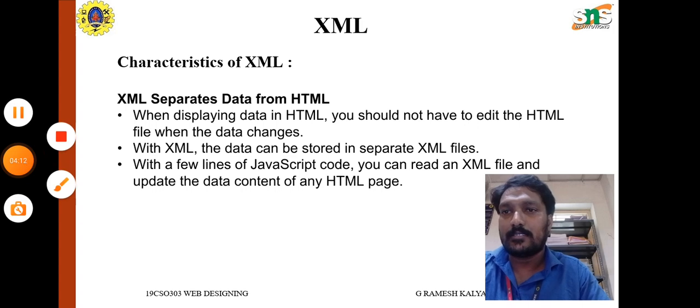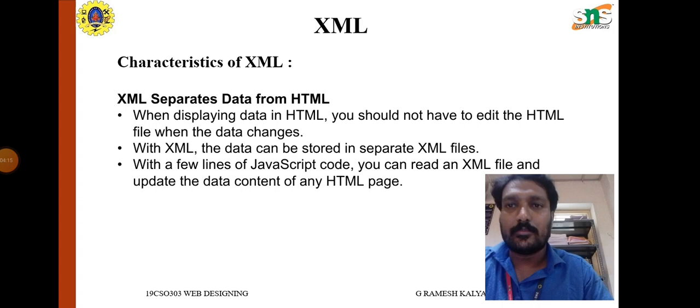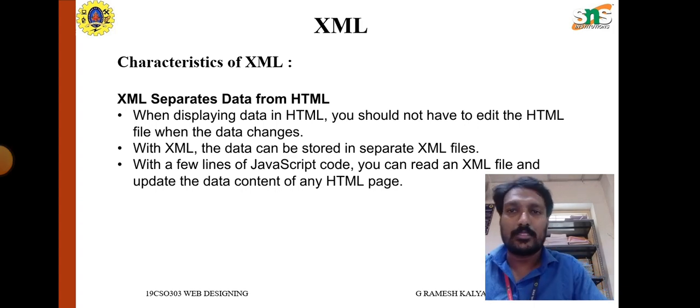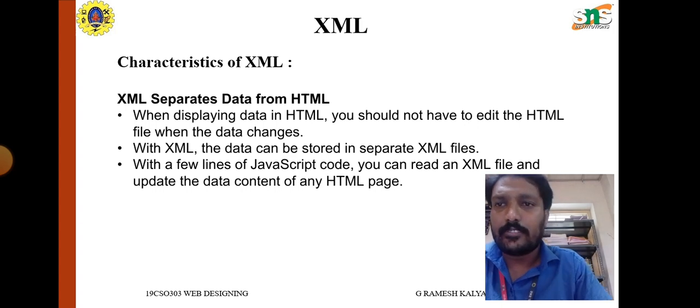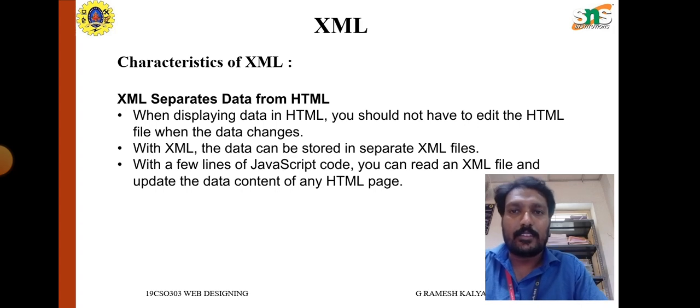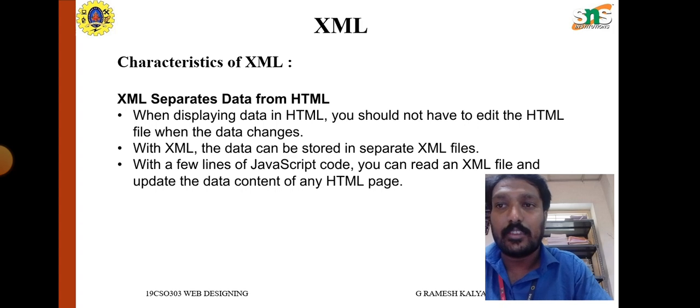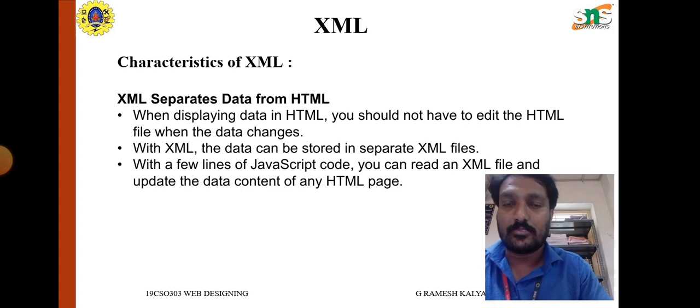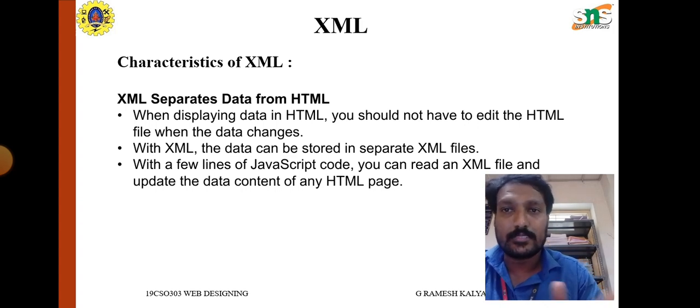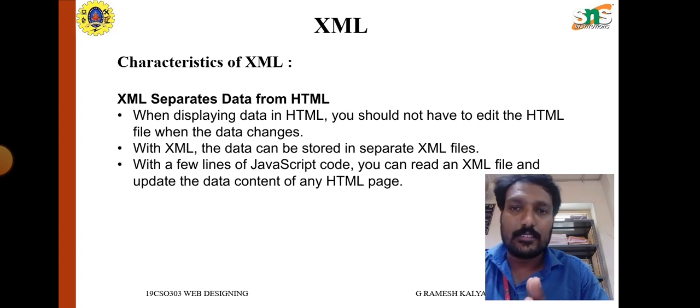The next one is XML separates data. When displaying data in HTML, you should not have to edit the HTML file when the data changes. With XML, the data can be stored in separate XML files, and with a few lines of JavaScript code, we can read the XML file to update the data content of any HTML page. When we use it with HTML, we have separate coding and we save a separate file with the .xml extension, so that in case of any changes to the original document, it does not reflect in these XML files, because it is stored in a separate file.